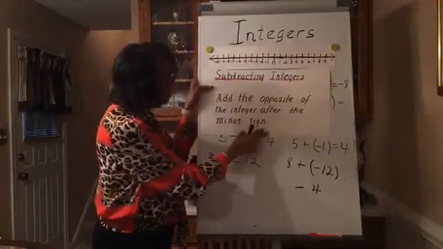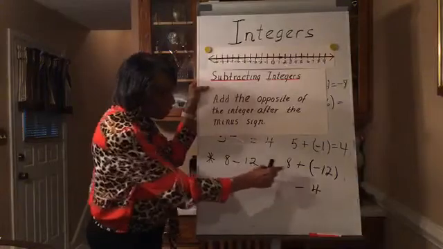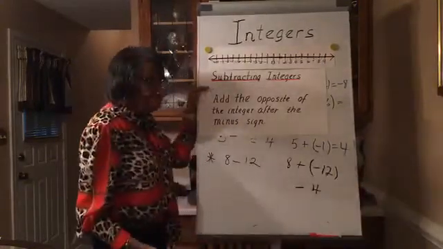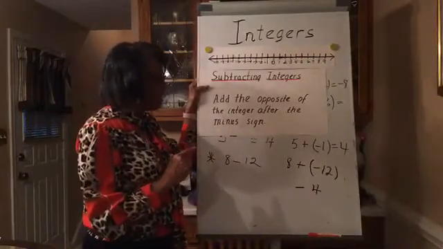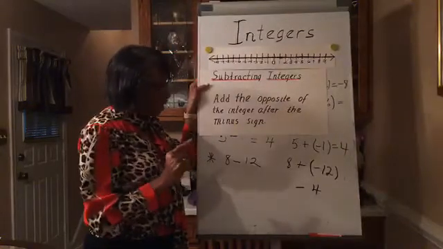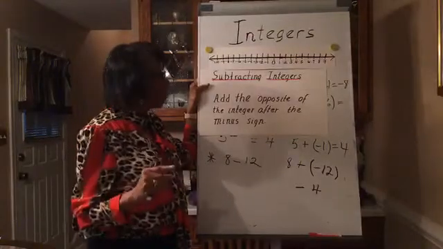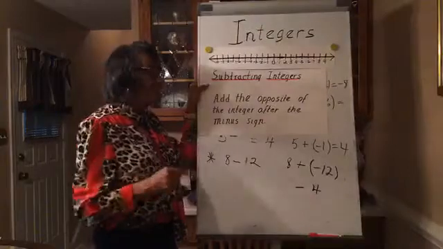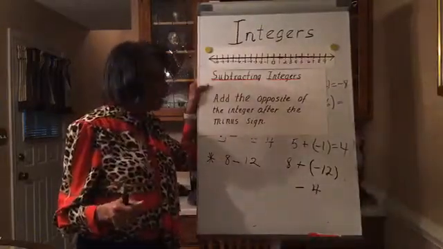Like 8 minus 12. This is the 12, positive 12. So the opposite of positive 12 is negative 12. So subtracting integers is simply add the opposite of the integer after the minus sign. We add that plus the other integers. And once we get all of this, we'll be able to simplify expressions easily and get the signs properly done.